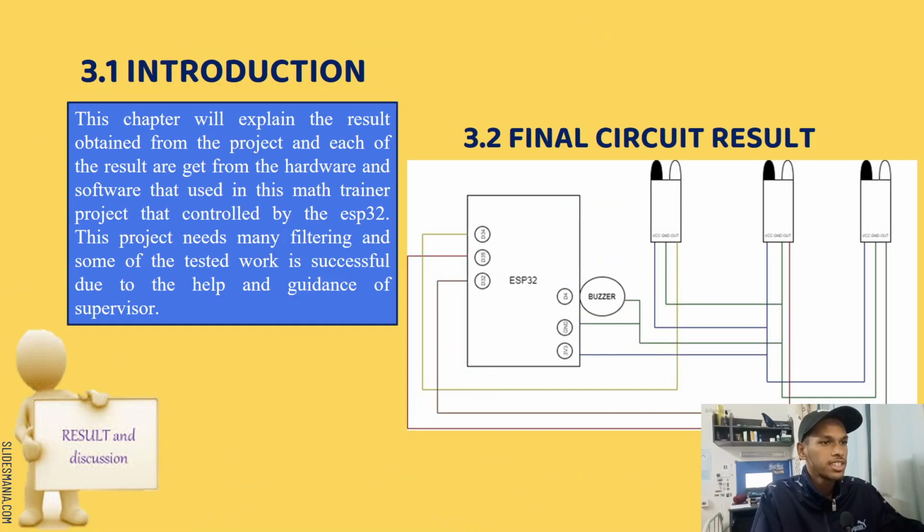So today I will continue my friend's presentation about chapter 3. Result and discussion. On this topic, this chapter will explain the result obtained from the project, and each of the results are obtained from the hardware and software used in this Math Trainer project that is controlled by the ESP32. This project needs many filtering and some of the tested work is successful due to the help and guidance of the supervisor.